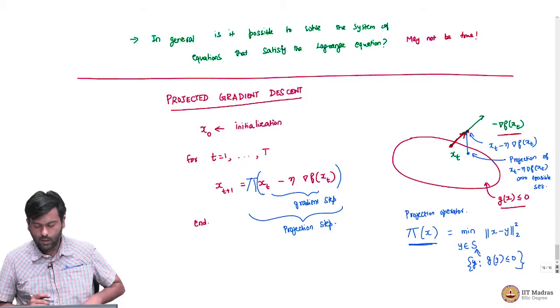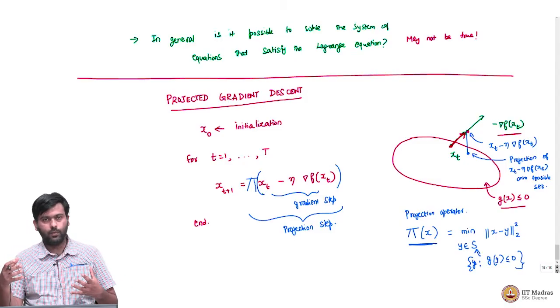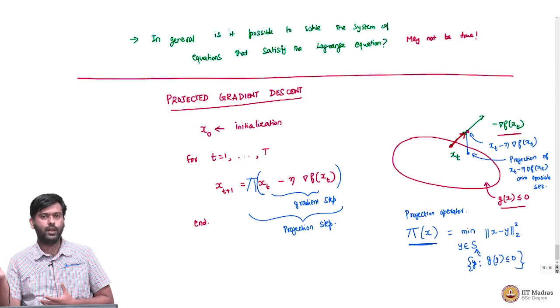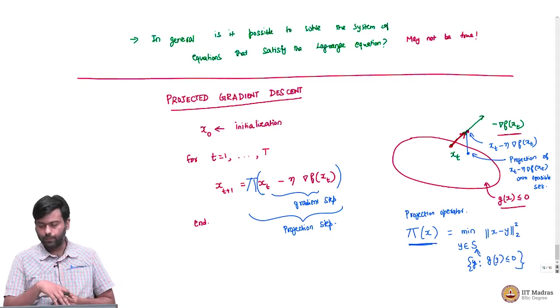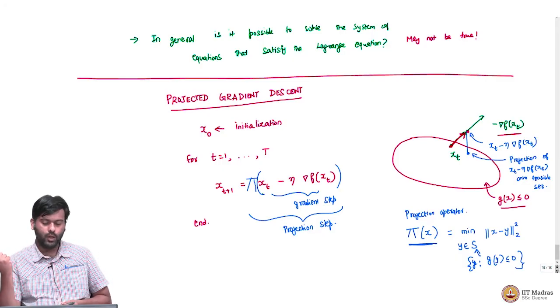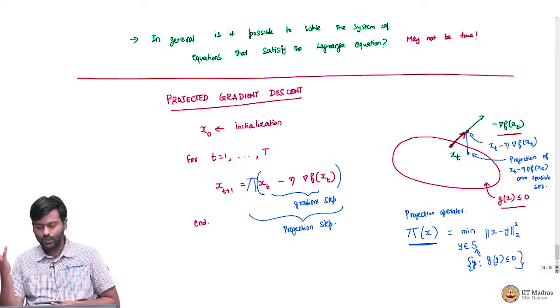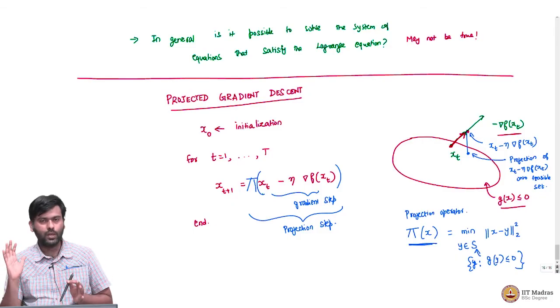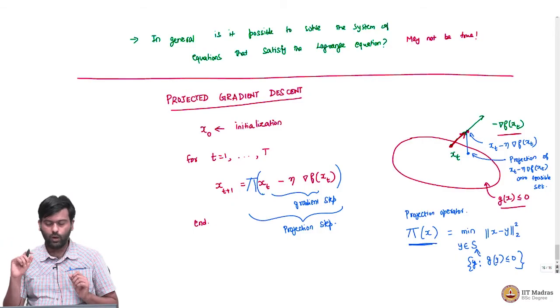Now, this is an iterative algorithm, right. So, this is very much like our gradient descent algorithm, just that we are doing this extra projection step. The question is, this seems very simple, but then what is the catch, right. So, the catch is that there are a couple of things that one should be very aware of here.